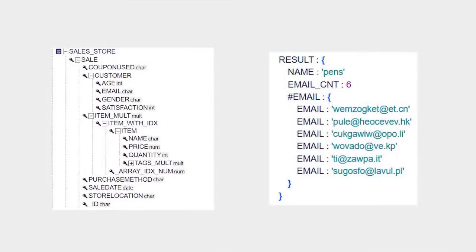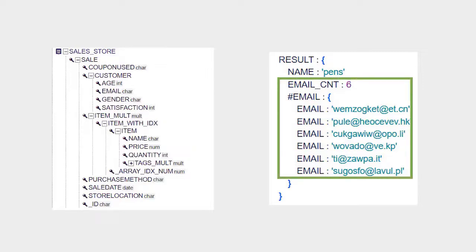To better understand this example, we show the result for pens side by side with the catalog. Across all instances in this store, for each item found in the item_mold, the query returns a list of emails of customers who ordered this item. In addition, the count of emails is returned.